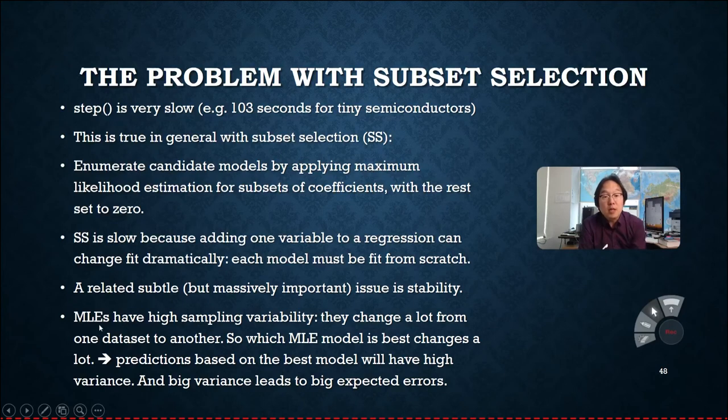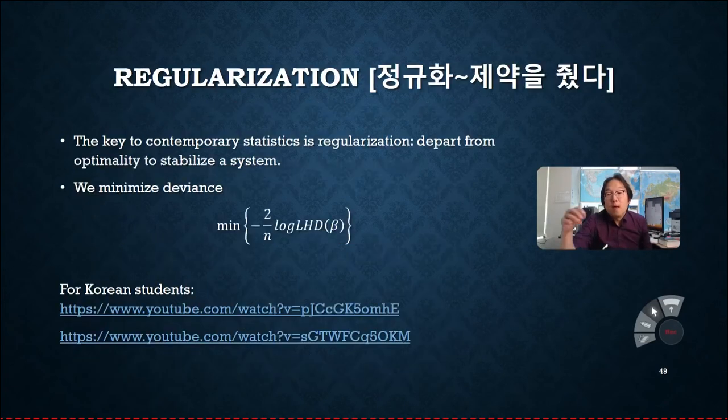Yeah, MLEs have high sampling variability. They change a lot from one data set to another, so which MLE model is best changes a lot. Prediction based on the best model will have high variance, and the big variance leads to big expected errors. So there is a problem.